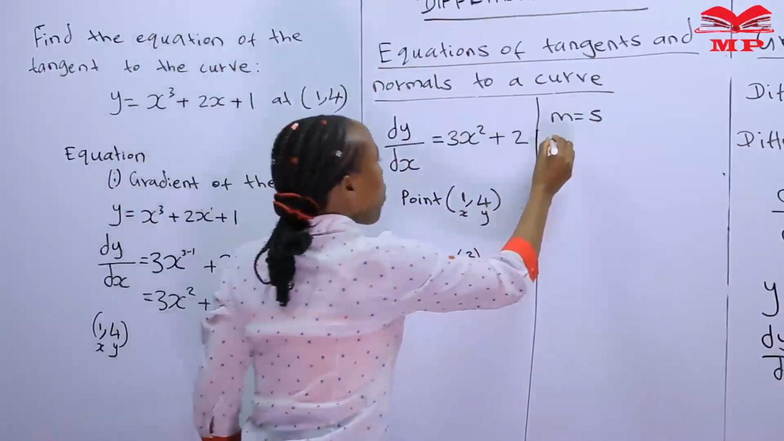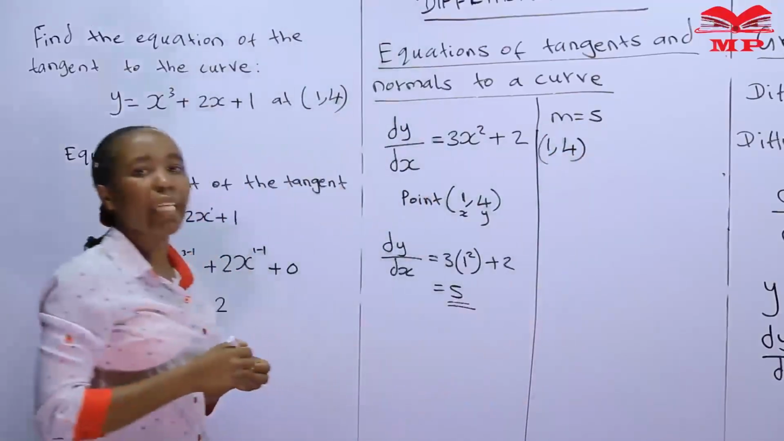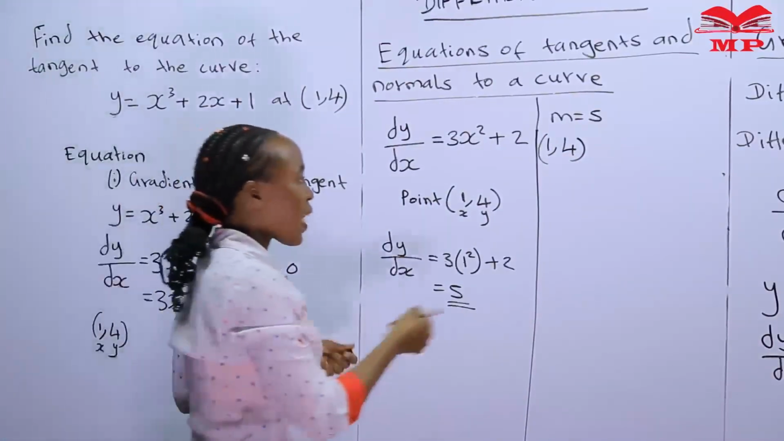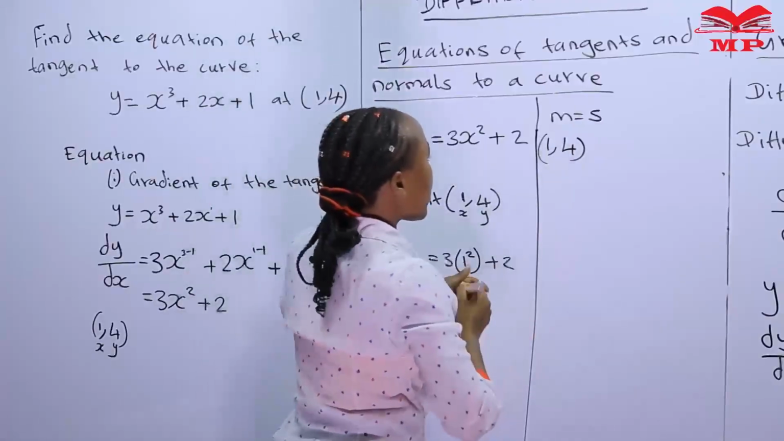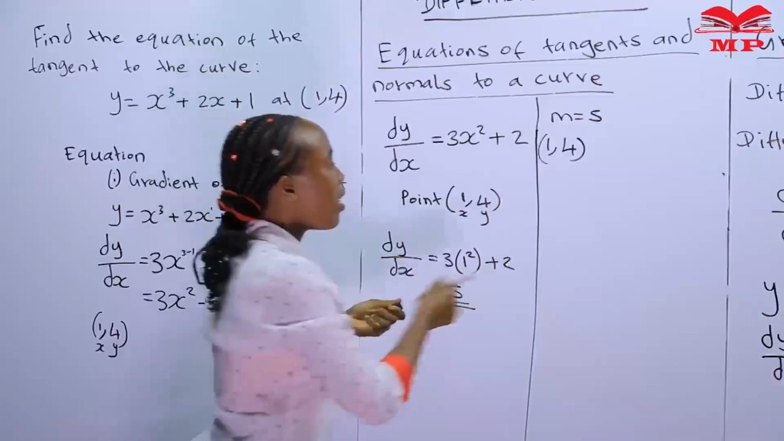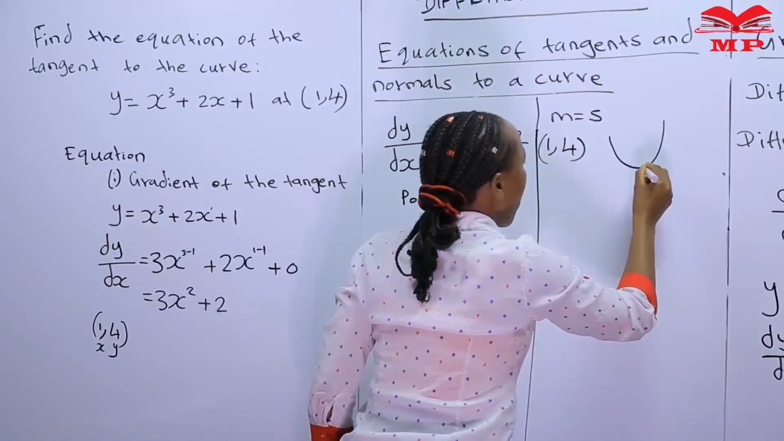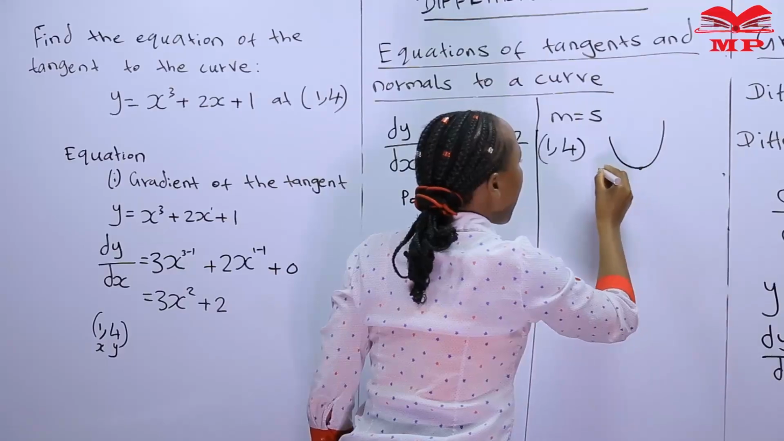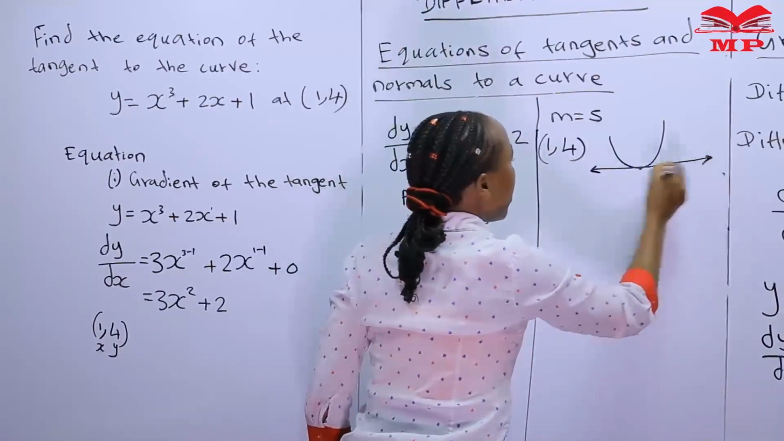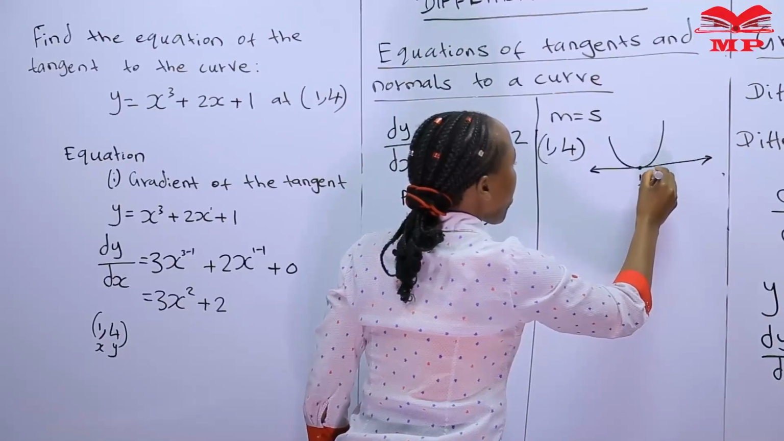And the point we have is (1, 4). So we need to get the equation. From the equation of a straight line, when we want to get the equation of this tangent, it's like we have the curve here, and then we have our point, and at this point we have the tangent here. This is our tangent, and here we have a point (1, 4).